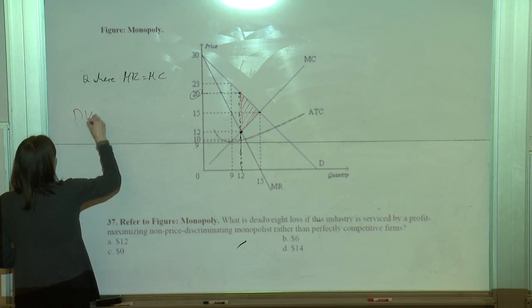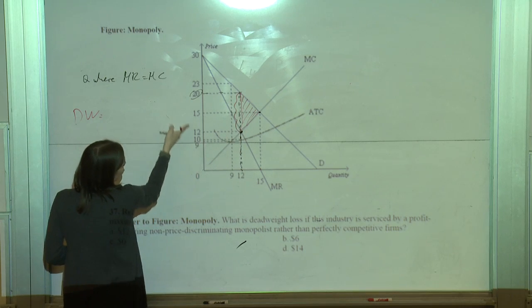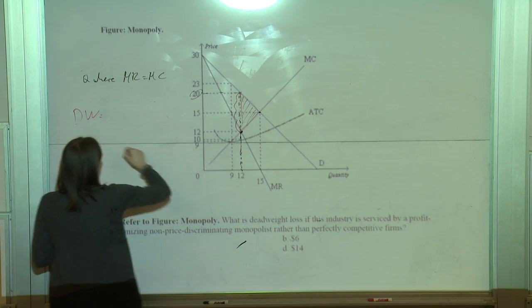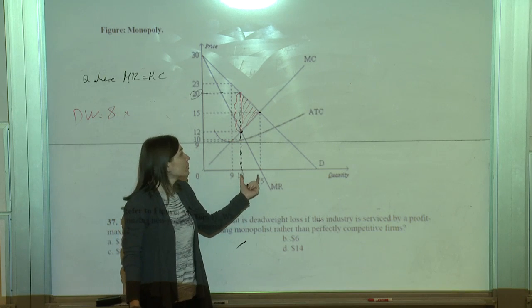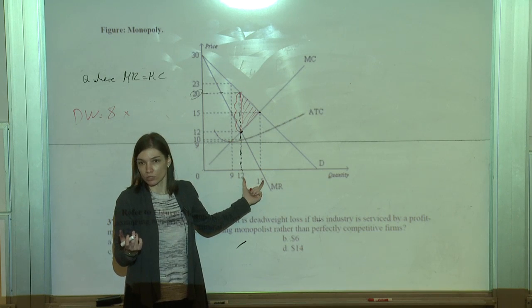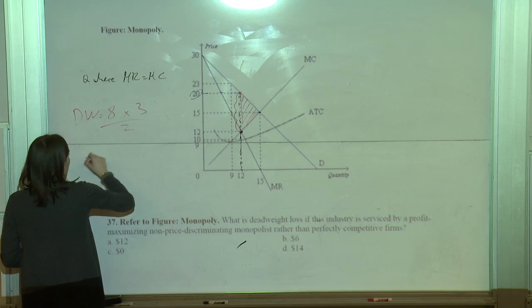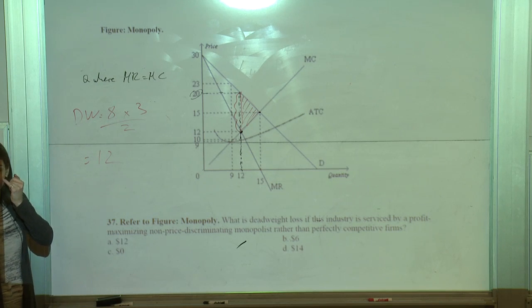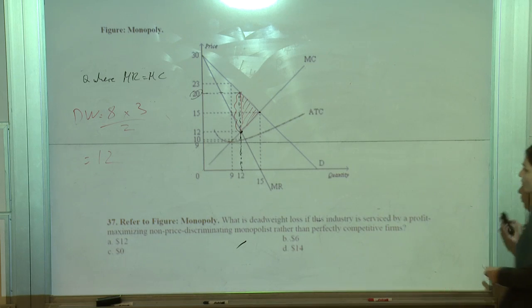So the deadweight loss, this is what? This is the price minus, well, the price where the marginal revenue and marginal cost intersect. So that side is 8 times, and that's the height of the triangle, the reduction in quantity. It went from 15 to 12. So that's 3, divided by 2, 12. Agreed? All right. Almost done. That's A.